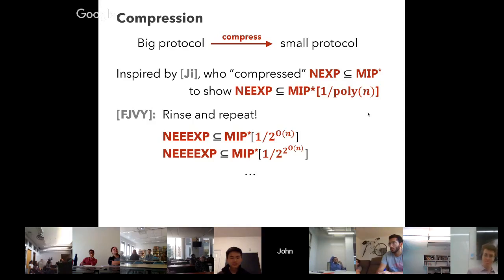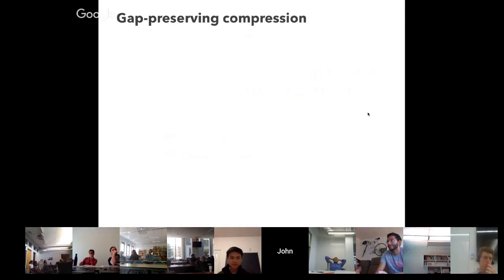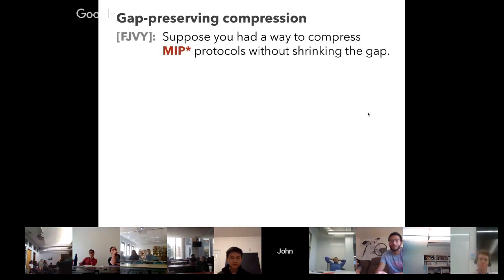But that's in the case when your gap shrinks every time. But of course, in our protocol, at least in our one step of compression, we don't shrink the gap. And so you might ask, what happens if the gap doesn't shrink every time you compress? So this is called gap-preserving compression. And the answer here is that what they showed in this paper is that if you had a way to compress the MIP star protocols without shrinking the gap, then 2 things would follow.